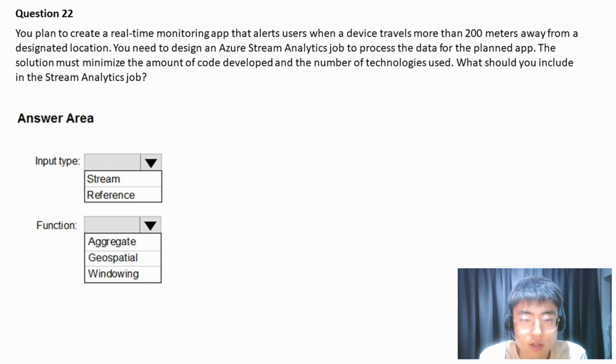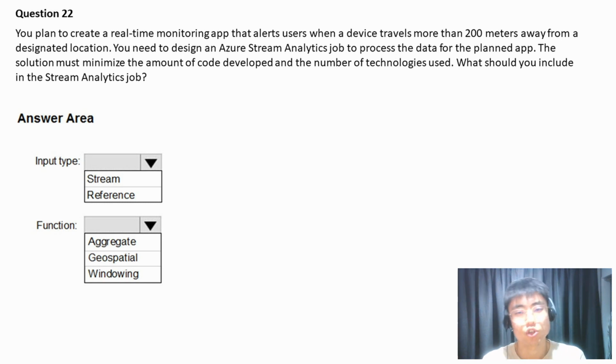You plan to create a real-time monitoring app that alerts users when the device travels more than 200 meters away from a designated location. You need to design an Azure Stream Analytics job to process the data for the planned app. The solution must minimize the amount of code developed and the number of technologies used. What should you include in the Stream Analytics job?